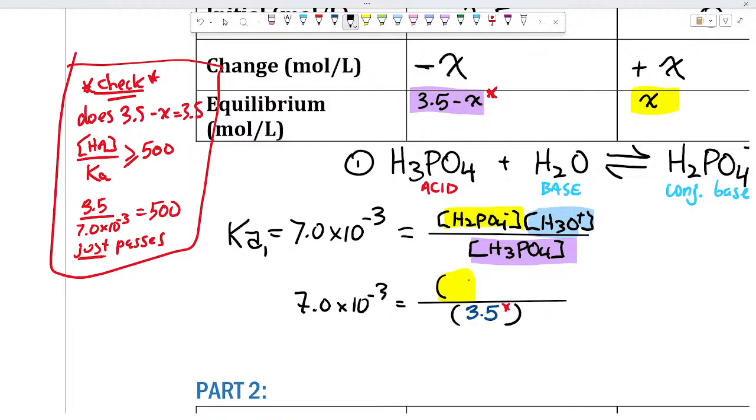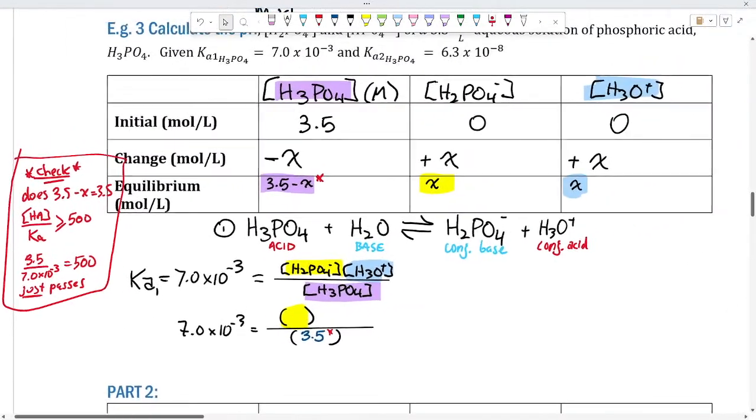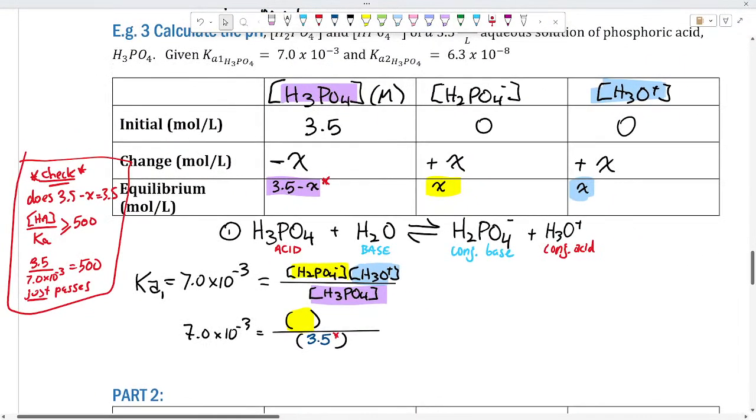And then what goes in here? What did we say the concentration of X and X was? Very good.